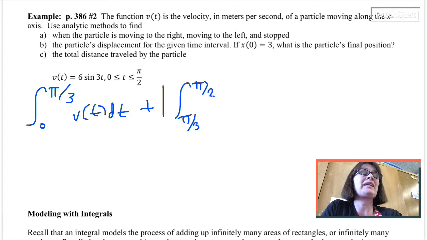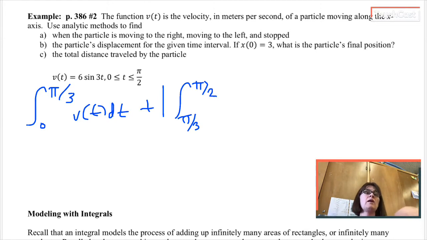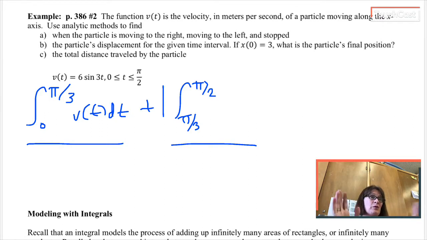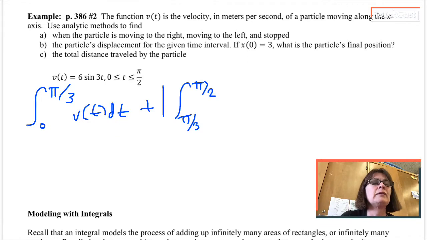Why did I split it up here? Because on the interval 0 to pi over 3, velocity is positive. So the area under the velocity curve is going to be positive. And I want to pretend that the area under the velocity curve is also going to be positive between pi over 3 and pi over 2, but it's not. Specifically, it's negative. So I'm going to find that area and then change it to its absolute value. So v of t dt.